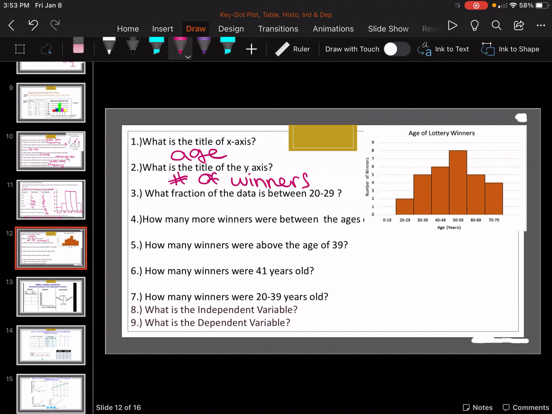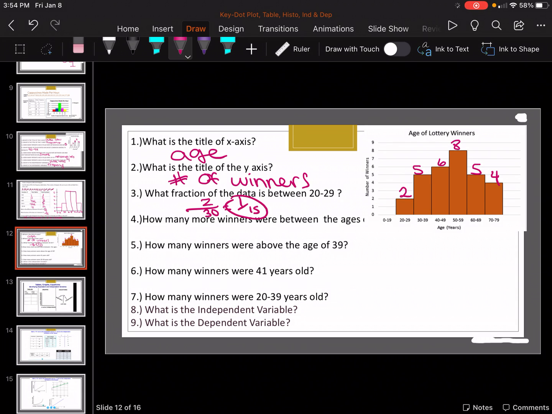The fraction between, okay, let's do our totals. So 2, 5, 6, 8, 5, 4. Between 20 to 29 would be 2. Okay, but it's a fraction, so we got to do 2 out of something. So we got to figure out our total. Take your calculator, totally fine. So 5 plus 2 is 7, plus 6, plus 8, plus 5, plus 4. It's going to be 30, so 2 out of 30, which equals 1 out of 15.